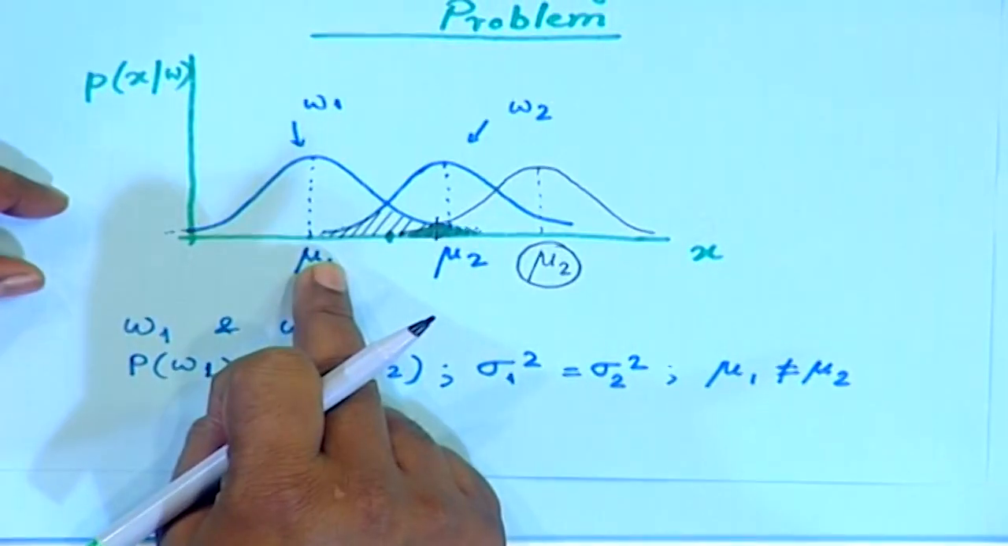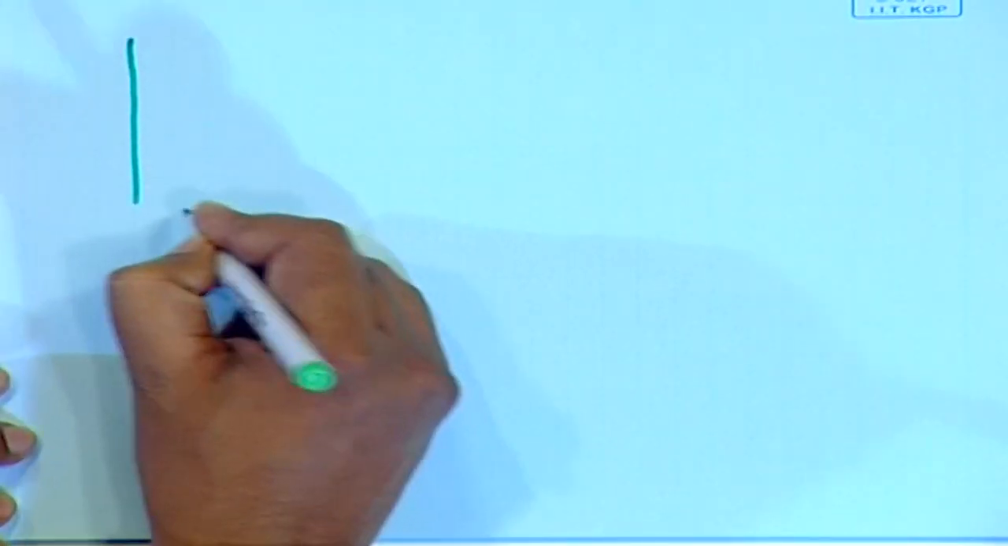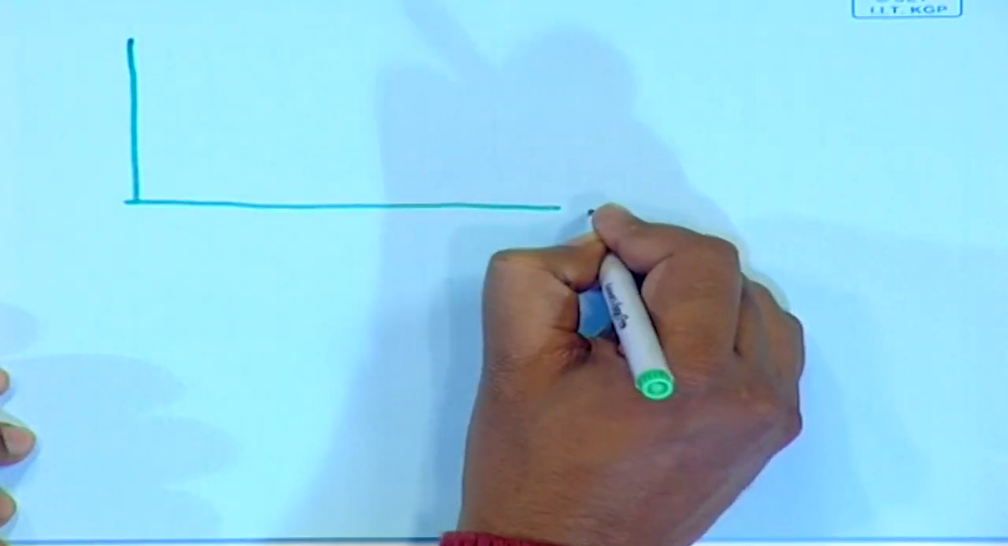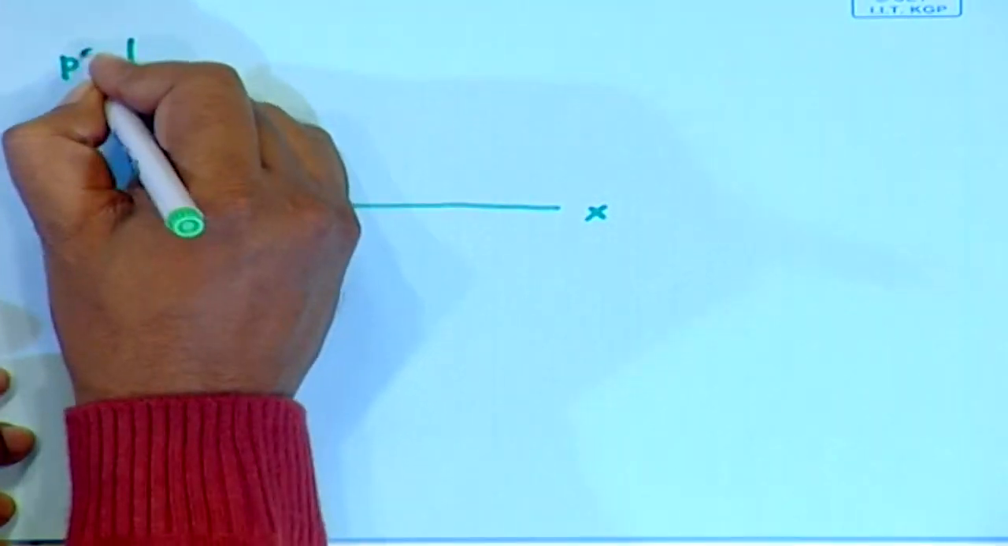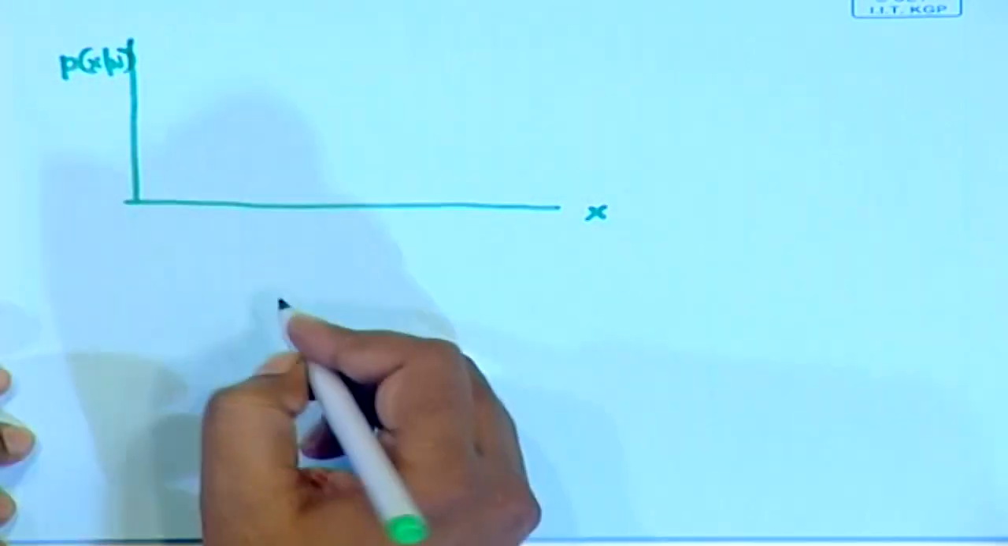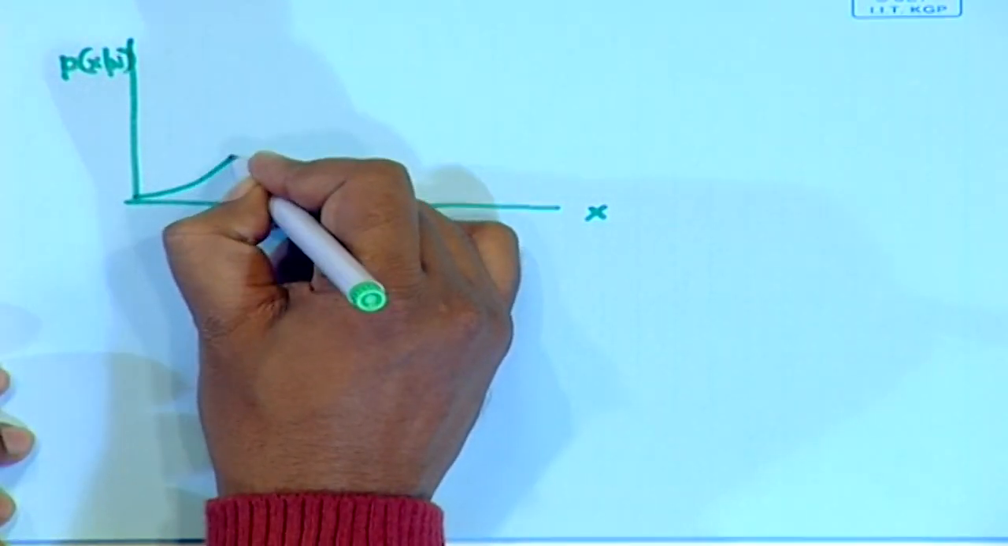Okay. That is quite natural, because here what we said is, coming to this diagram, okay, or let me redraw this diagram. This is x, this is P of x given omega. Okay. So, suppose the distribution is something like this.